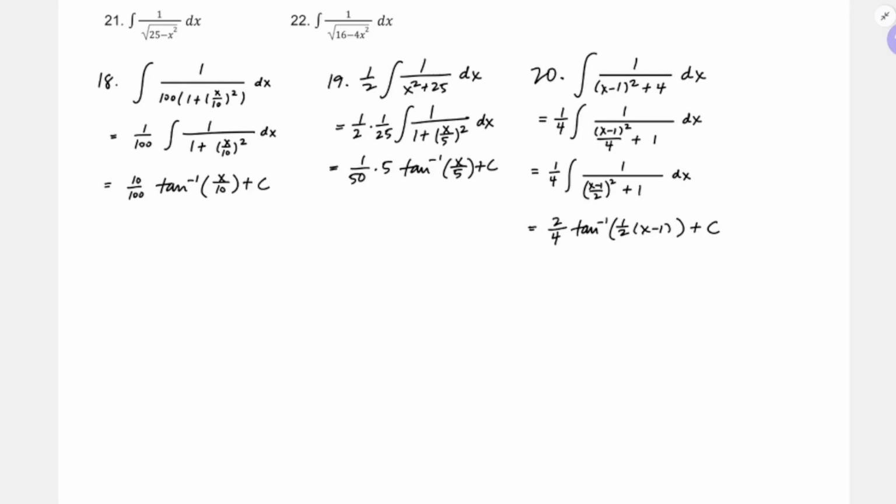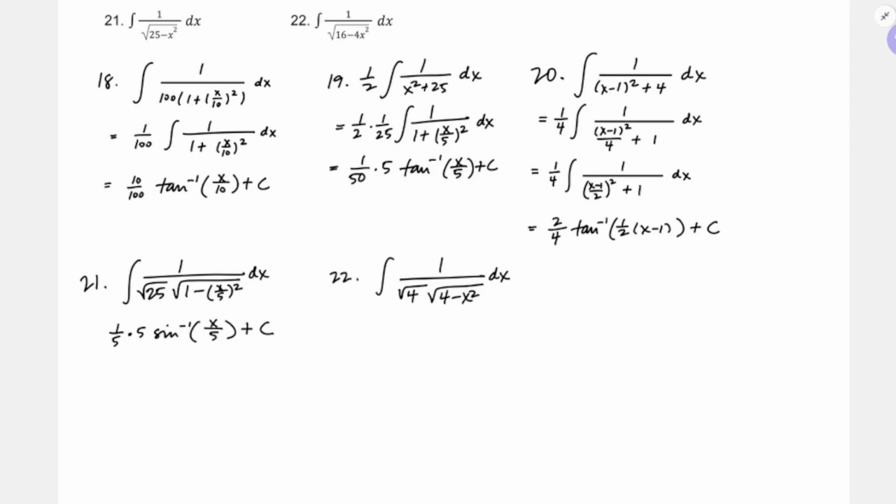Okay, number 21, 1 over the square root of 25 minus x squared. We've done ones like these a couple of times overall today and in this video, so I factor out the 25 inside the square root. That becomes a 1/5. Okay, and then that x over 5, I preempt that by multiplying by 5, and then I end with 1 arcsine of x divided by 5 plus c.